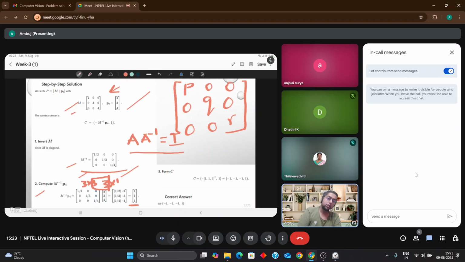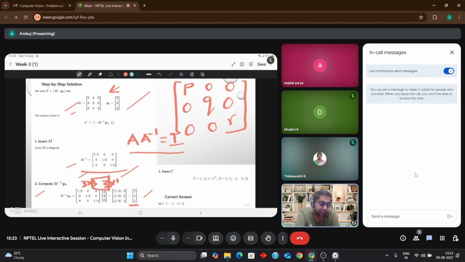So similarly you multiply every other element, row by column. Try to multiply and you will get 1 1 1. All three rows will be the same. Okay, that is the thing.